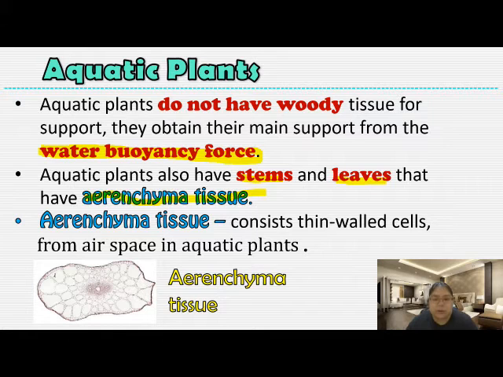Let's see the parenchyma tissue. This one is parenchyma tissue. You can see the surface looks full of water. So from here, they explain for you: parenchyma tissue consists of thin wall cells and air spaces in aquatic plants. So remember, aquatic plants have stems, leaves, and also tissue. This tissue we call what name? Parenchyma tissue. The parenchyma tissue has what inside? They have thin wall cells and also air spaces in aquatic plants. So that means inside the stem.